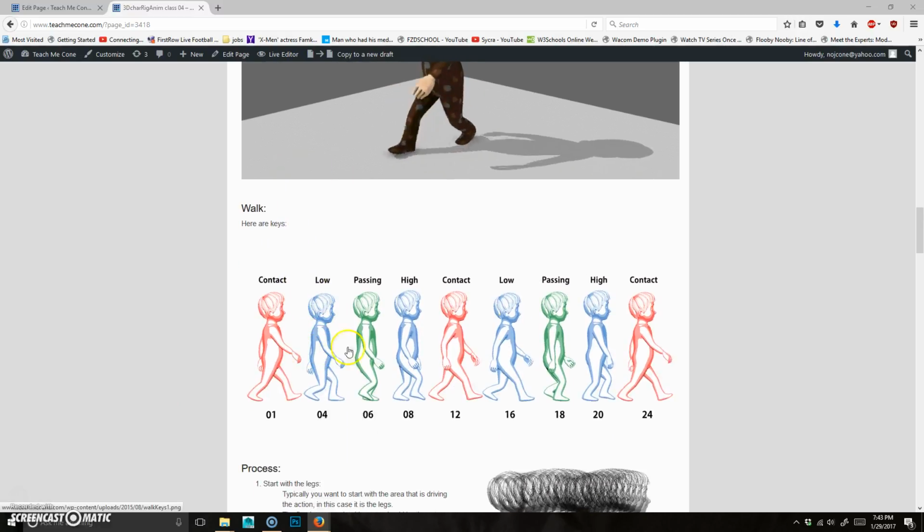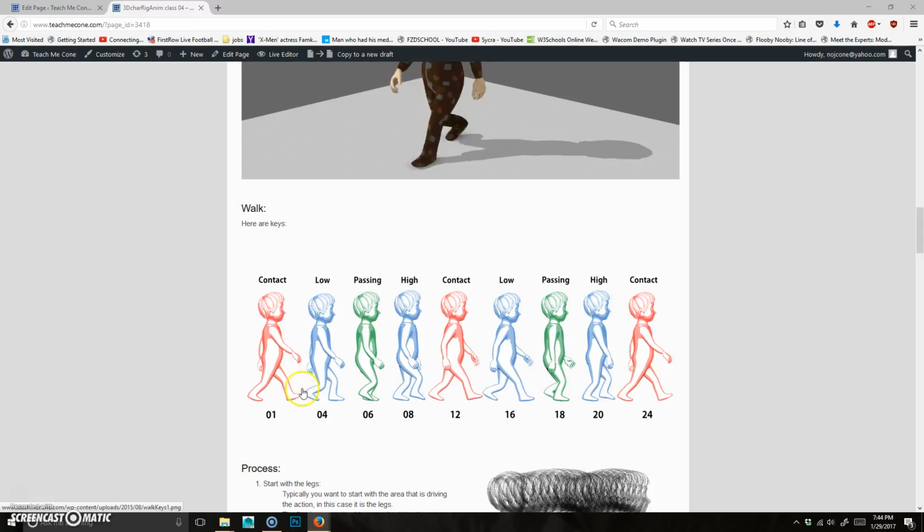So here are generally the keys. The first thing you usually want to lay out are the contacts. So basically when the feet touch, so this is the first time the foot would hit the ground. And then you would do the passing position, which is basically the position when it's in the middle between these two, and basically the leg is bent and coming forward on both sides. Okay, so you cut those in half.